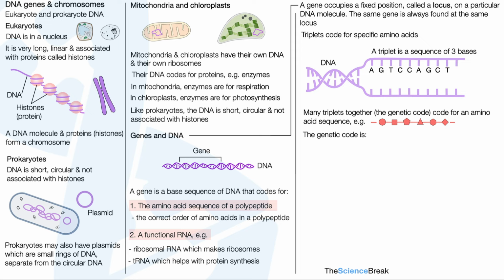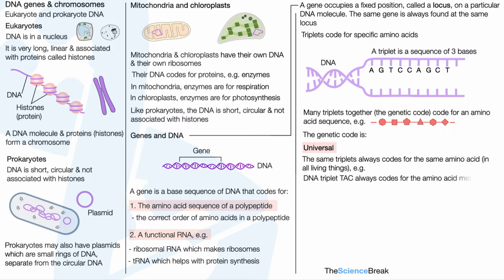The genetic code is universal. This means the same triplets always code for the same amino acids in all living things. For example, the DNA triplet TAC always codes for the amino acid methionine. We don't need to memorize specific triplets or specific amino acids. This is just to illustrate the idea that DNA is universal.